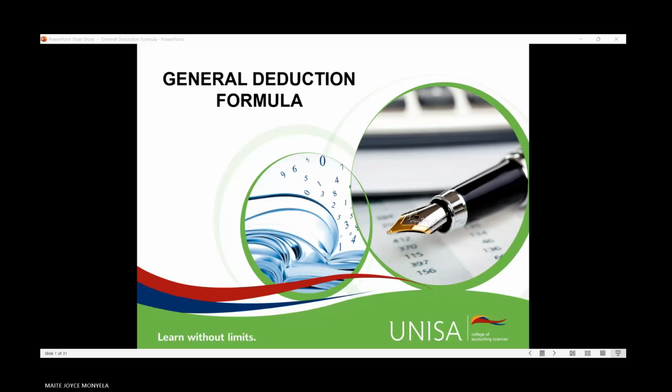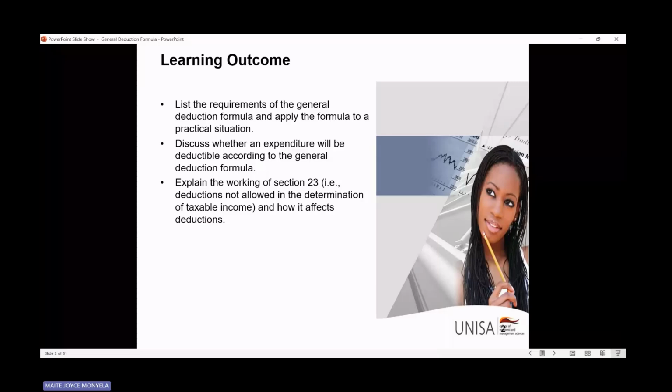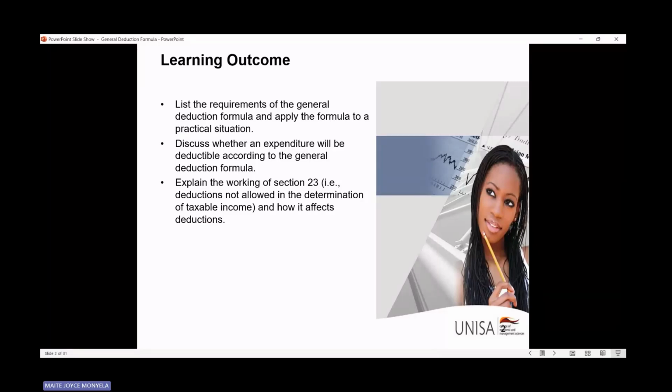General deduction class. Last time we were doing gross income, and today we'll continue with the general deduction. The learning outcome for today: I want you to list the requirements for general deduction. We'll go through the general deduction definition and the requirements, and you must apply the formula to a practical situation. You need to discuss whether an expenditure will be deductible according to the general deduction formula, and also explain the workings of section 23. So we'll do section 11A combined with section 23.